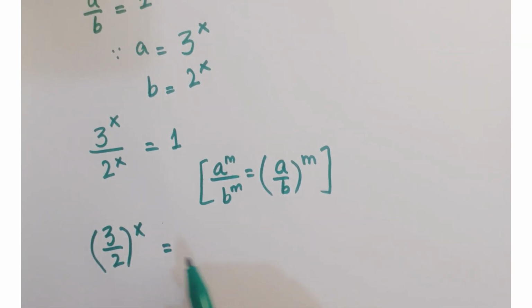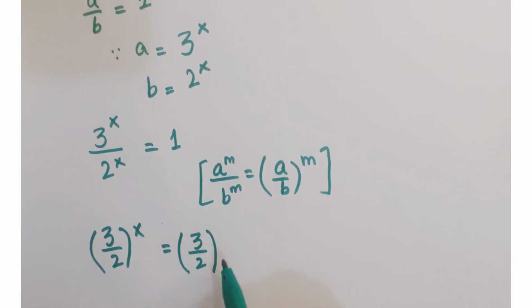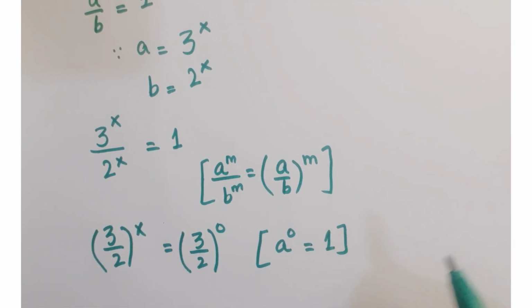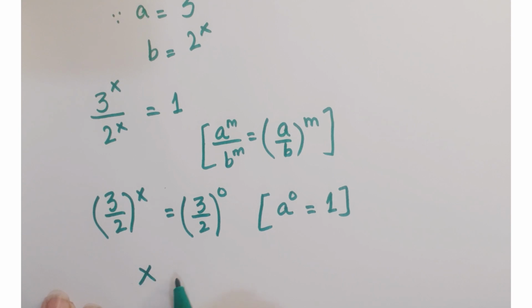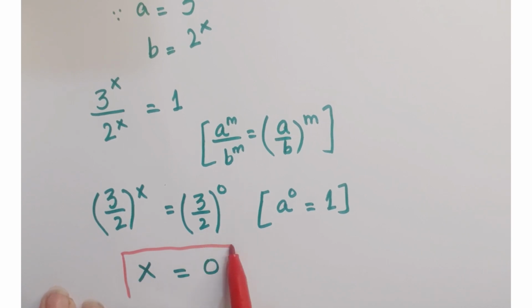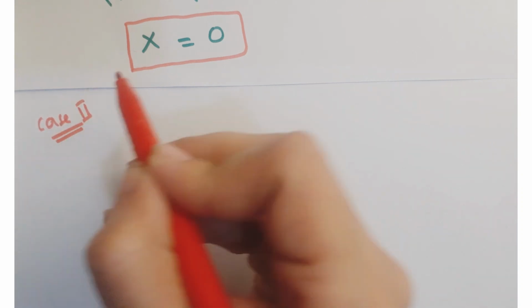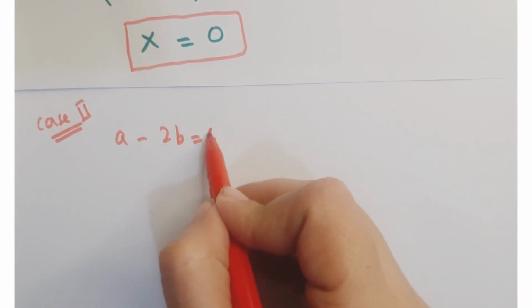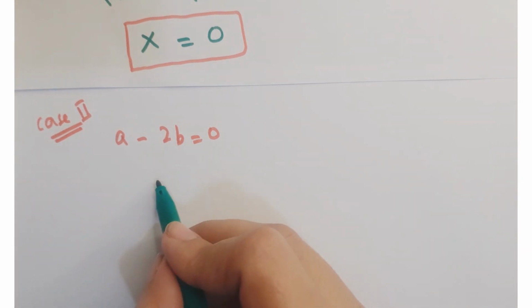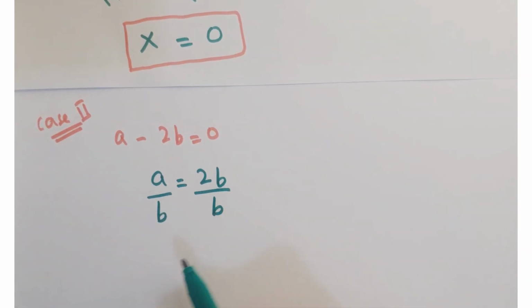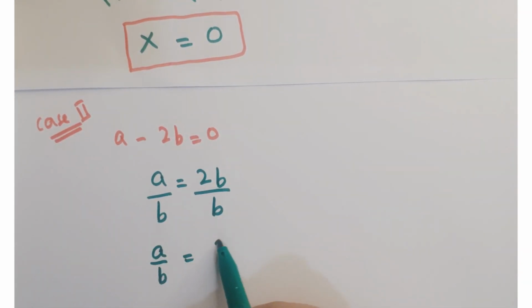Now, in order to make the bases same, we are going to replace this 1 by (3 upon 2) whole to the power 0, because any number raised to the power 0 is equal to 1. So, we just equate it with this value. This implies x is equal to 0. So, this is one solution of x. Now, dealing with case number 2. According to case number 2, a minus 2b is equal to 0, or you can say a is equal to 2b. Now, we are going to divide by b on both sides. So, we have a upon b is equal to 2.